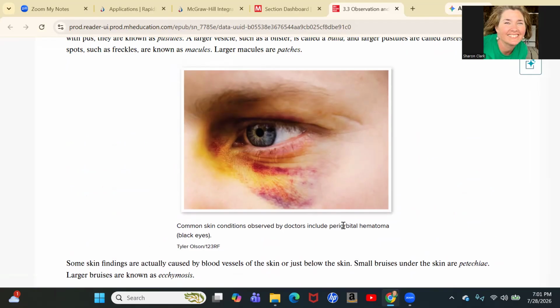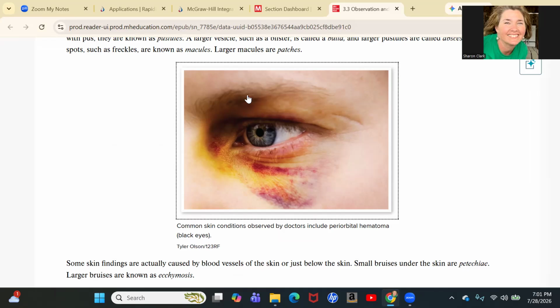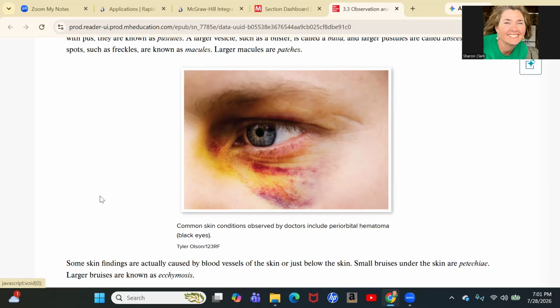Periorbital hematoma: peri meaning surrounding, and orbit meaning the eye socket. And hematoma: hemo or hemato meaning blood, oma meaning swelling. So this is a black eye, a periorbital hematoma.